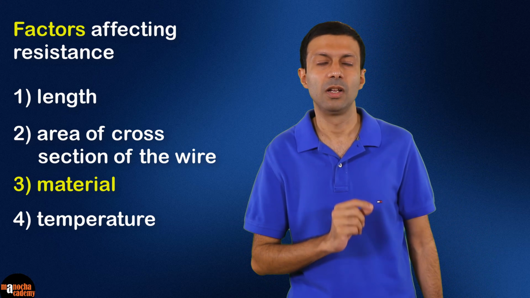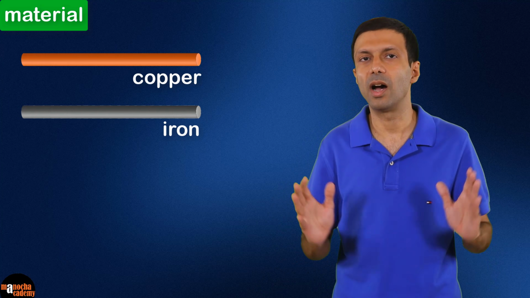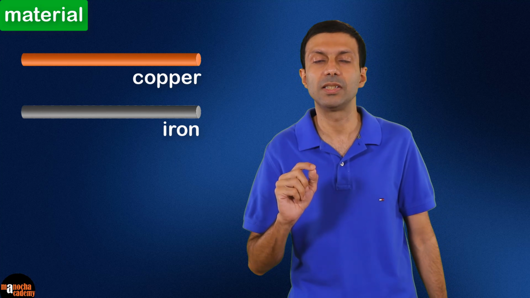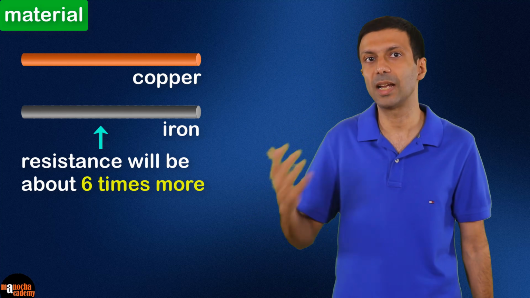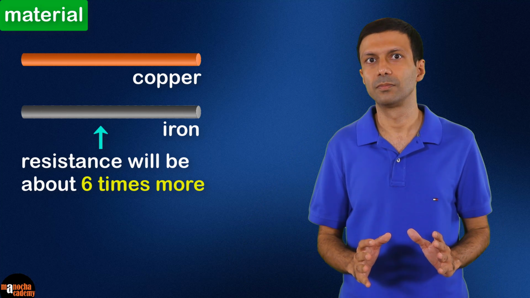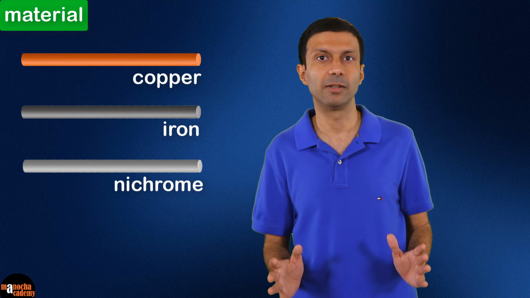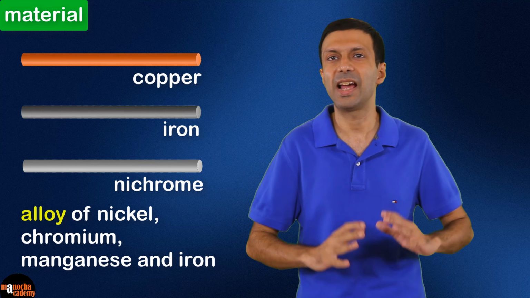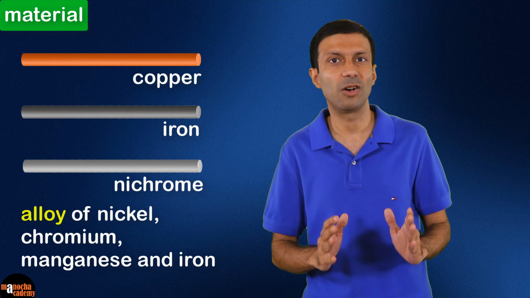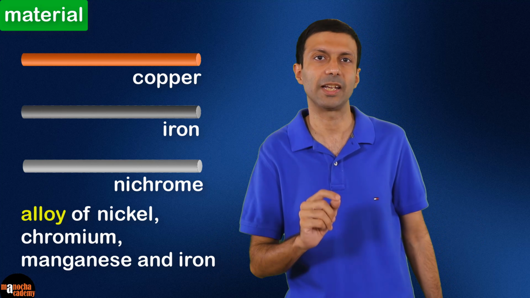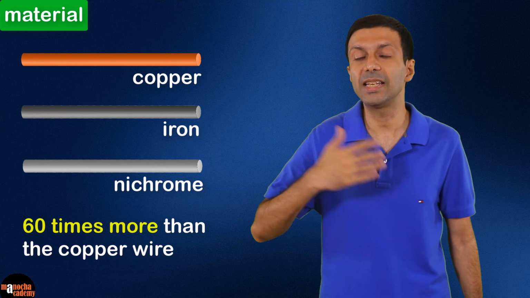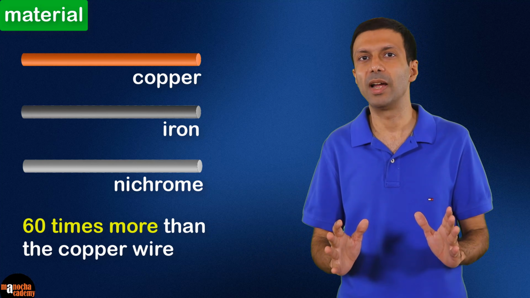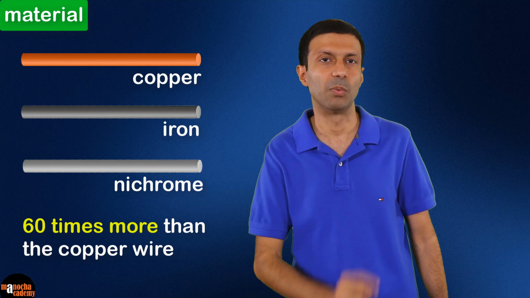of the wire. So instead of a copper wire, if we have an iron wire of the same length and the same area of cross-section, then the resistance of the iron wire will be about 6 times more than the copper wire. And if we use nichrome material to make the wire, do you know that nichrome is an alloy of nickel, chromium, manganese and iron? Then the nichrome wire of the same length and the same area of cross section will have a resistance about 60 times more than the copper wire. So as you can see, the resistance of the wire depends on the nature of material of the wire.